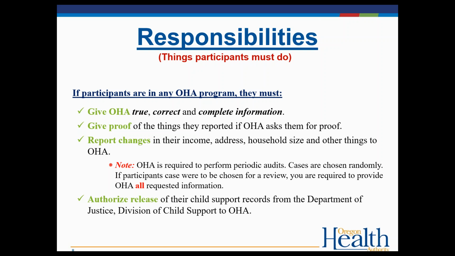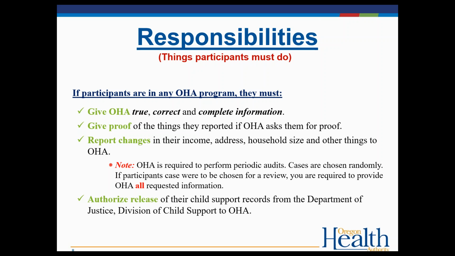We are required to perform periodic audits, so cases can be chosen randomly, and some of yours may pop up and be audited for accuracy, for timeliness, things like that. If anything is chosen for review and you are asked to provide information, you must provide it. Another thing that participants agree to and are responsible for is releasing their child support records and making sure that they cooperate with the Department of Justice.